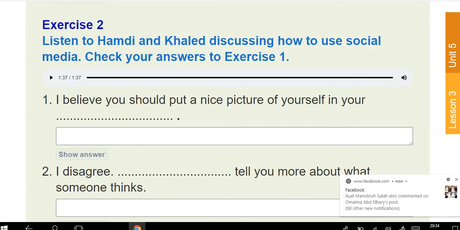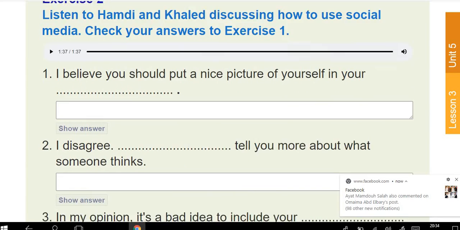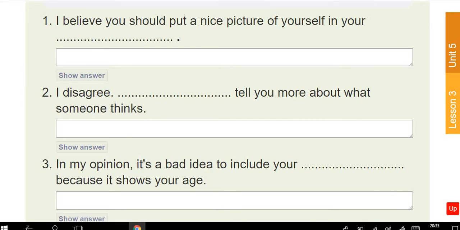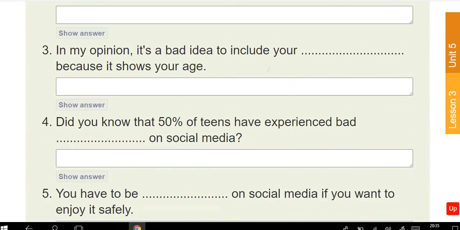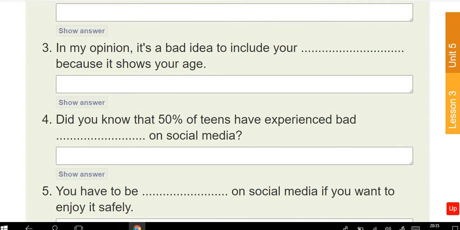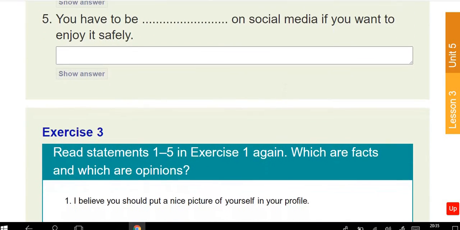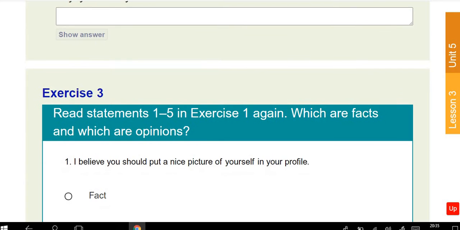Again, I believe you should put a nice picture of yourself in your profile. I disagree, symbols tell you more about what someone thinks. In my opinion, it's a bad idea to include your date of birth because it shows your age. Do you know that 50% of teens have experienced bad behavior on social media? You have to be sensible on social media if you want to enjoy safely.